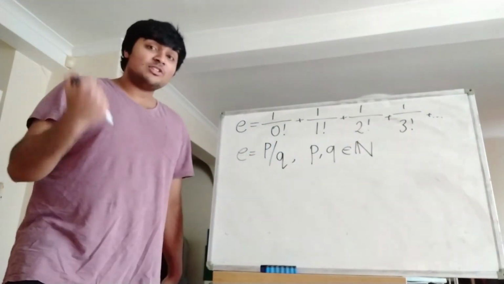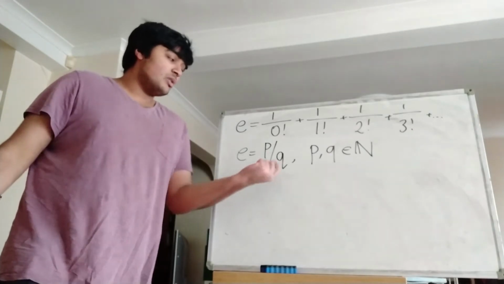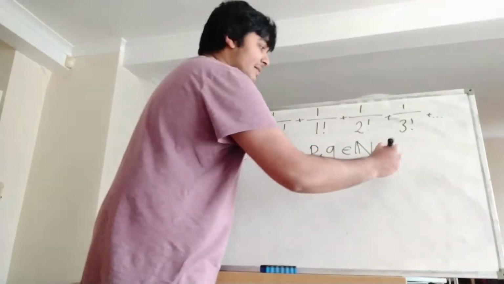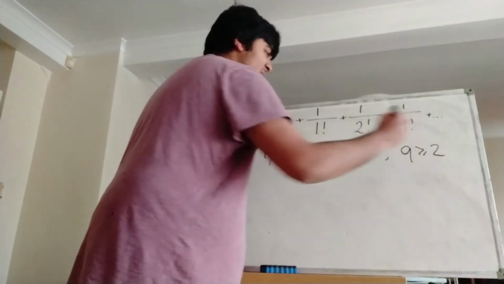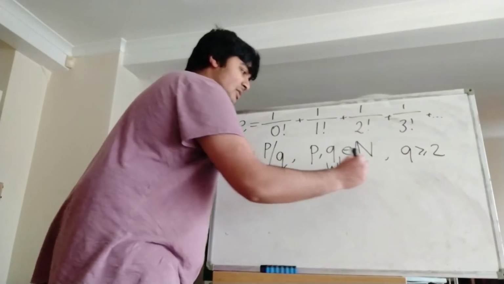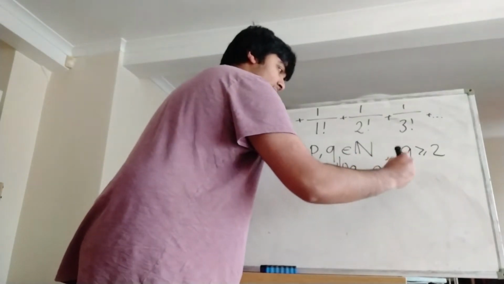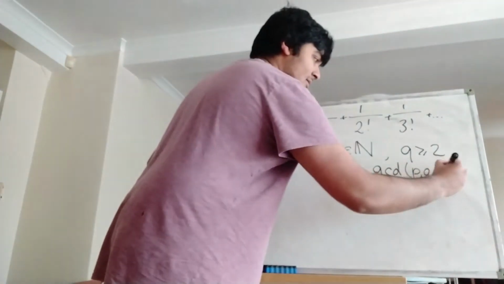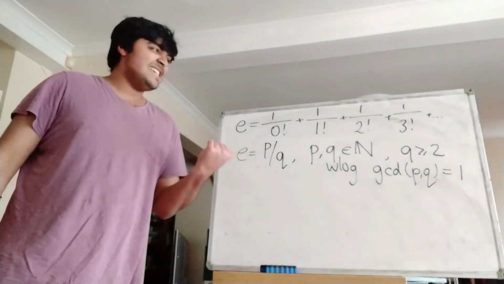But we also know that q can't be 1, because if q was 1, then this would just be an integer, but we've just shown that e isn't an integer. So we have that q is bigger than or equal to 2, and we'll also have, without loss of generality, that p and q are coprime, which is kind of standard, because if they're not coprime, we can just cancel them down. Right, so we have e equals p over q.